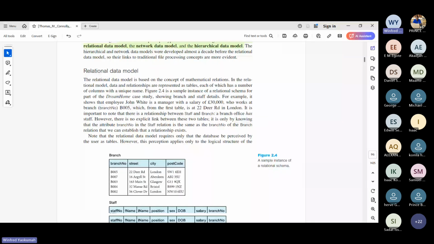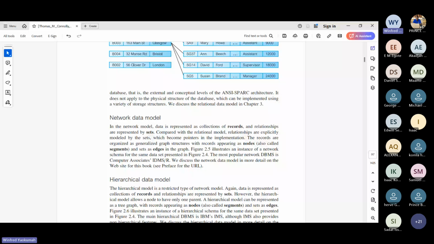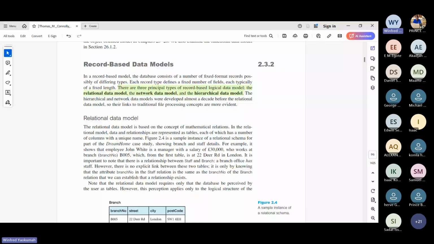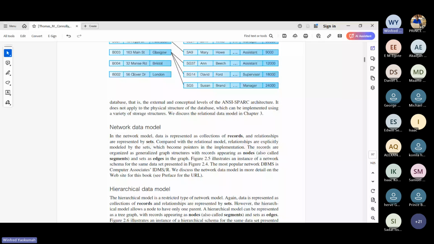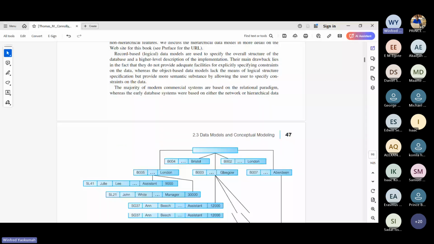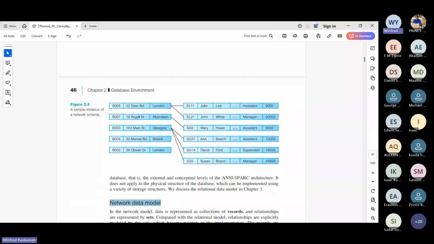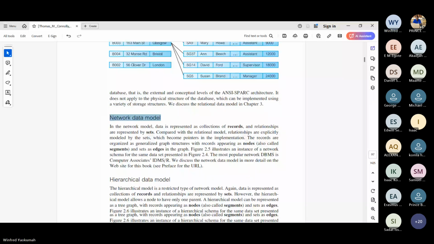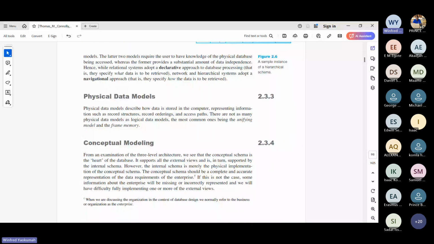The first one is the relational data model, which we'll be talking about a lot. Then we have the network data model. This was among the first few data models that came up. You can read about it. Then we have the hierarchical data model. You can read about that one also. But our attention will basically be on relational data models and object-oriented data models, as well as the dimensional data models.